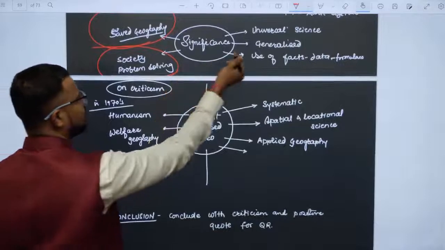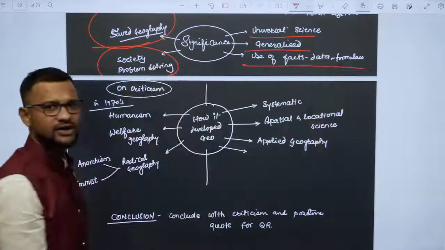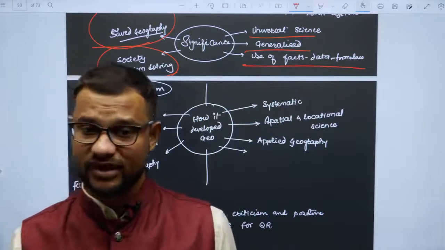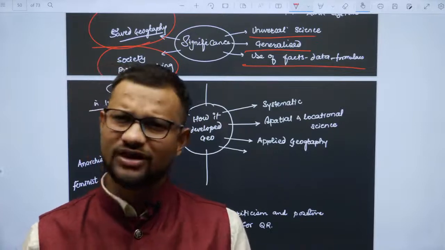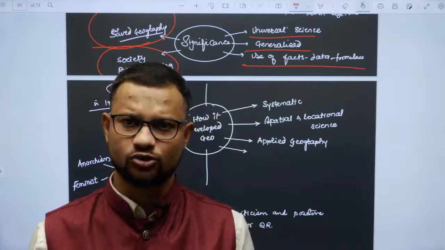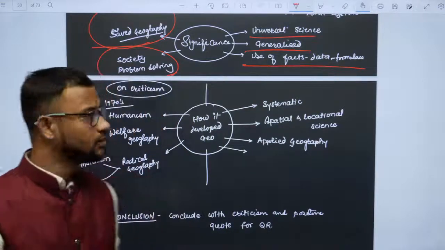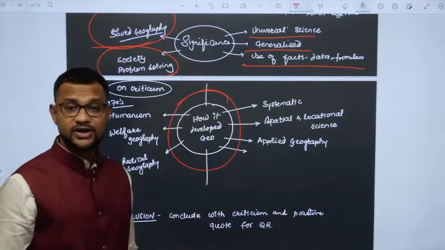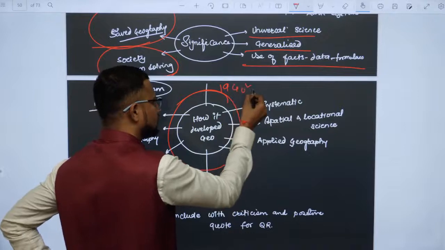Universal science, as I already told you: make it a universal science, generalized, with fact and figure data utilization, like the gravity model, Christaller's central place theory, Weber's industrial model, or von Thunen's model. These are all examples of the quantitative revolution, though von Thunen was quite earlier, it is still considered part of it. Then how it developed geography, what the contribution to the development of geography was, specifically after the 1940s.